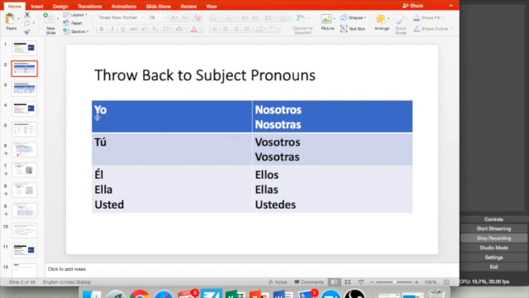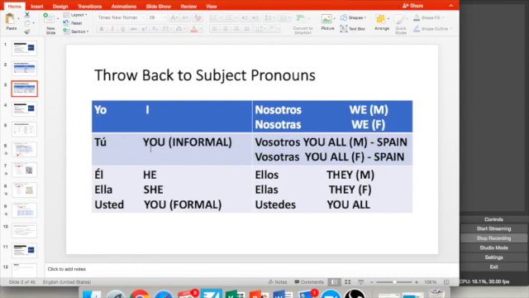Hopefully you recall that yo means I, tú is you, informal. We have él, he, ella, she, and usted, you, formal. We also have nosotros and nosotras, both of which mean we. Vosotros and vosotras, which refer to you all, a group of people in Spain. And then ellos and ellas, that mean they. And ustedes, you all in any country other than Spain. Okay, so these are your subject pronouns.